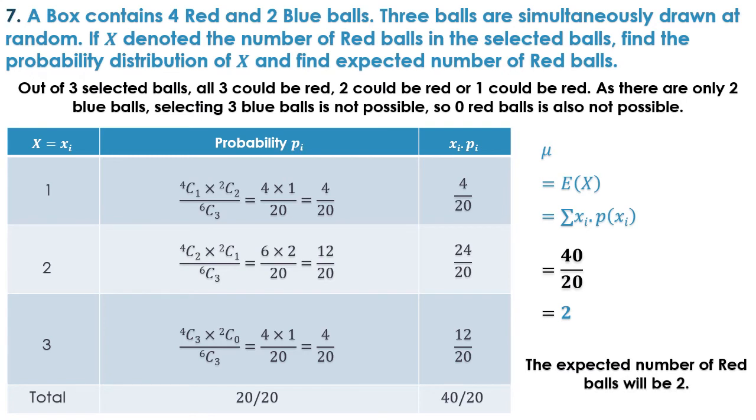It's just like taking an average of 1, 2, 3. What is the average? 2. It's something like that. So the expected number of red balls in the selection will be 2. Let's move on to the next question.